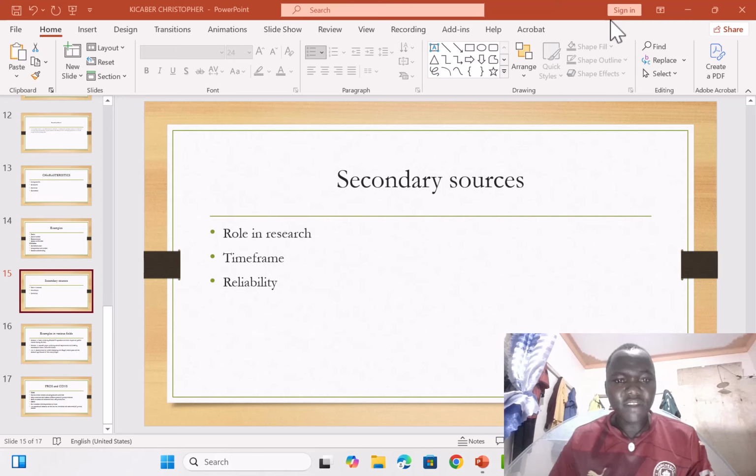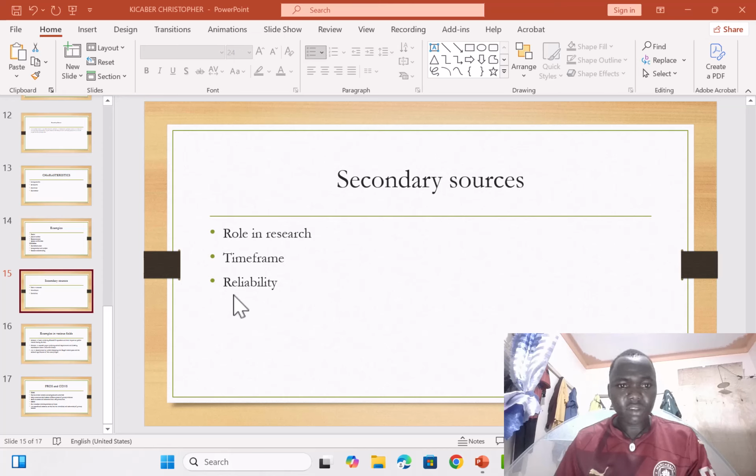Under time frame, secondary sources are purposely written after the event has occurred, so as to give more time for interpretation and analysis of the data in the primary sources. That time lapse is given for more interpretation and analysis of the data, to enable researchers to get more detailed information and have a broader understanding of what happened. So on a time frame, it is normally analyzed after the event has occurred.